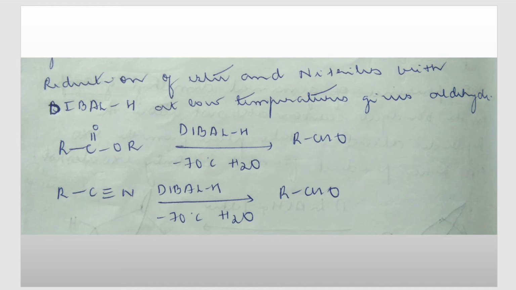One more is DIBAL. As you can see, the reduction of esters and nitriles can be carried out by DIBAL, and this reduction is done at lower temperatures. Usually for esters and nitriles, it's a very selective reducing agent. It reduces esters and nitriles both to aldehyde, and this reduction is usually done at lower temperature.